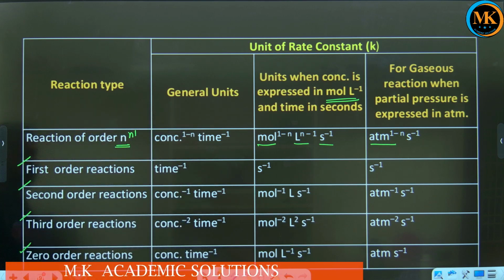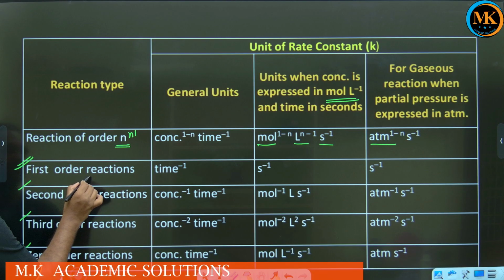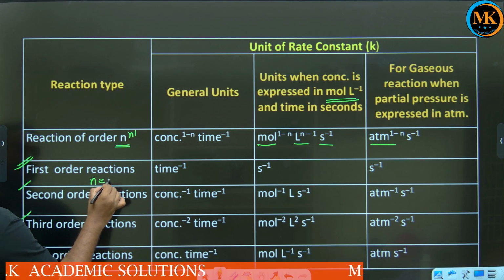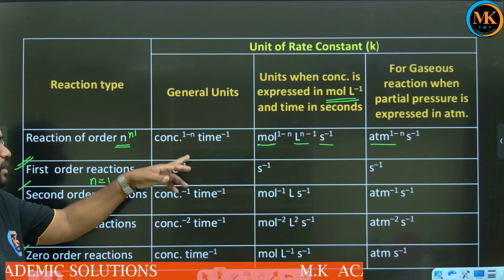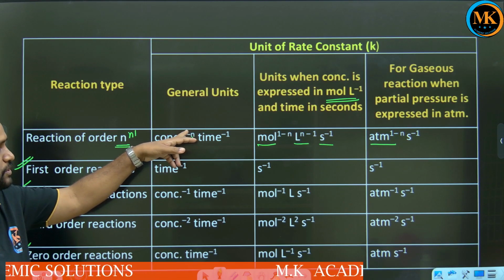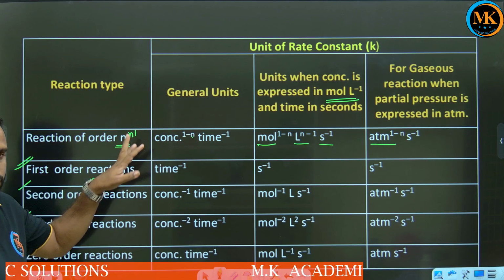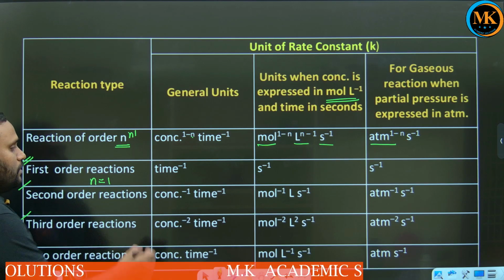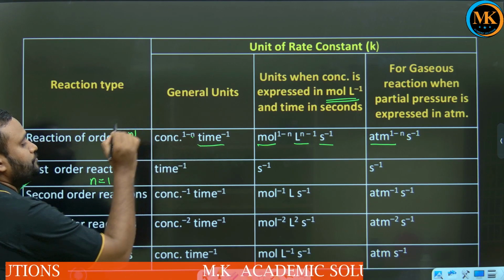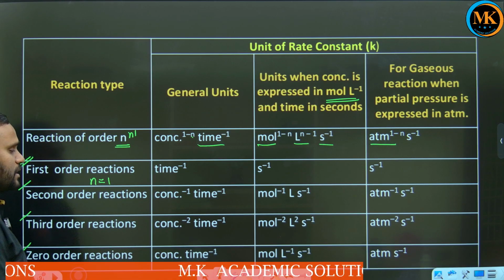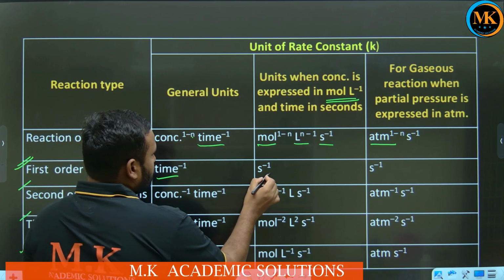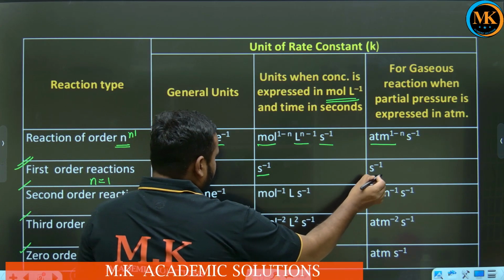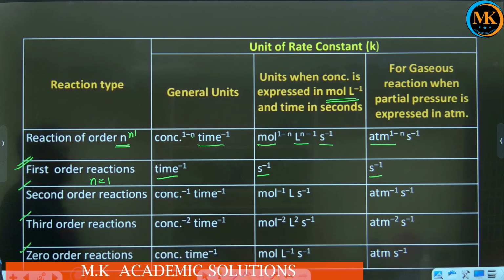Now see the first order reaction. What is the meaning of a first order reaction? n equals 1. If you substitute n equals 1 here, 1 minus 1 becomes 0. Anything power 0 is equal to 1 itself. Therefore only time inverse remains for the first order reaction. The units are second inverse, and in the case of gases also you get second inverse.